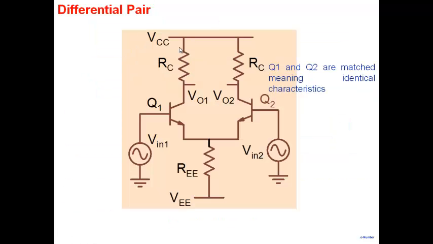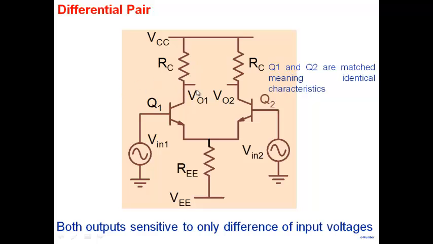Okay, so this is our differential amplifier, a simple differential amplifier, with a resistive load here. The two inputs are over here, and V01 and V02 are the two outputs. As I said, output can be taken at any place here.